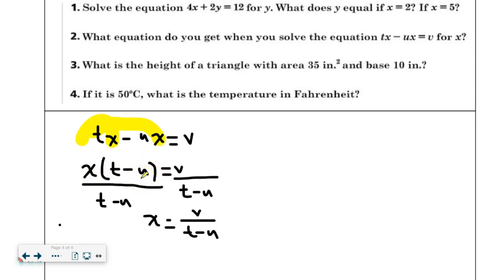After that, you're going to divide both sides by that t minus u because they want you to solve for x, which means have x by itself. So when you divide both sides by the t minus u, it gets canceled here. You divide it on the right, and that leaves me with x equals v over t minus u.